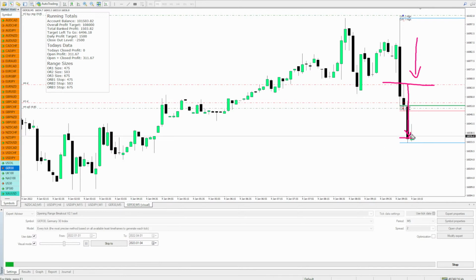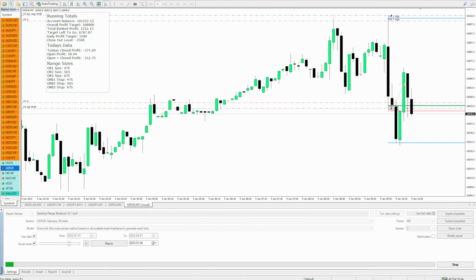So even if this stops out now, we're not going to lose $1,000. We're only going to lose somewhere in the region of 300. Okay, so we'll see how that one plays out. We're running a $300 profit at the moment. So that stopped out at $271 loss.